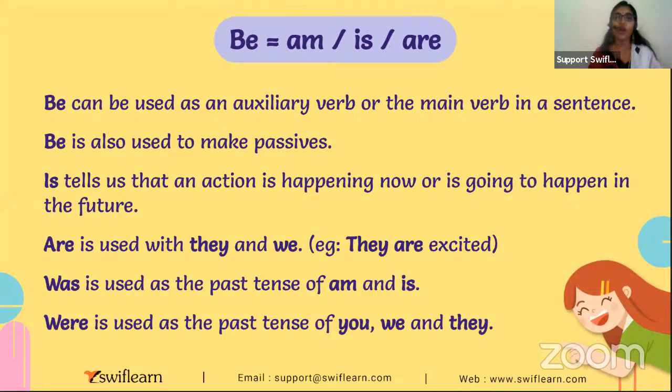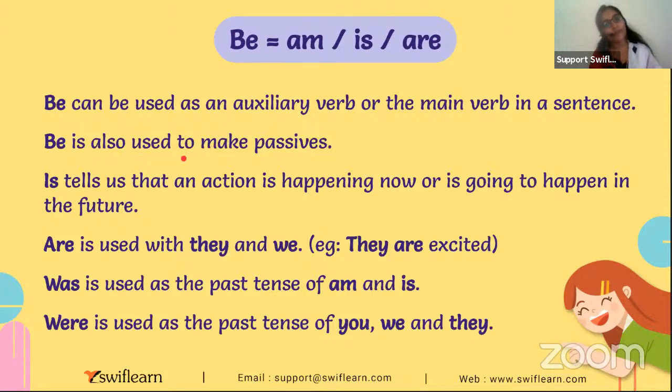Okay. So now move on to the next one: be verb. Be is an auxiliary verb, right? Yes. Be is again three types: am, is, are. Be can be used as an auxiliary verb or the main verb in the sentence.